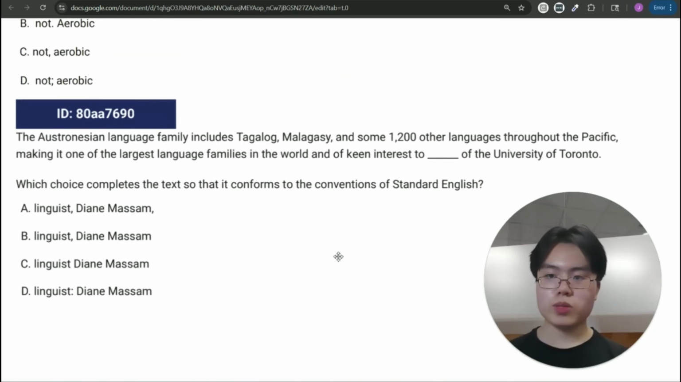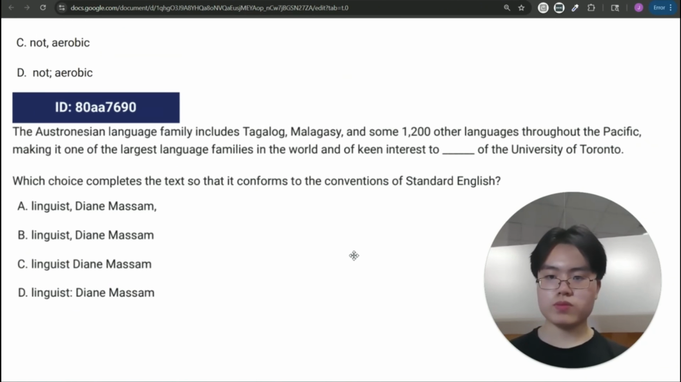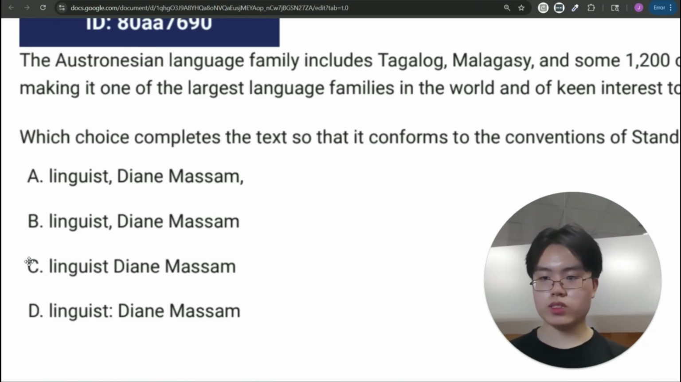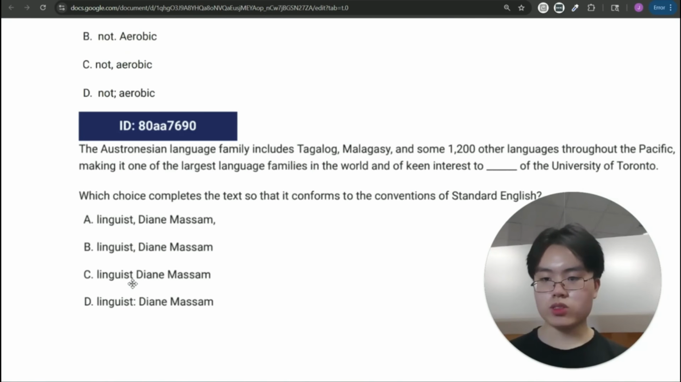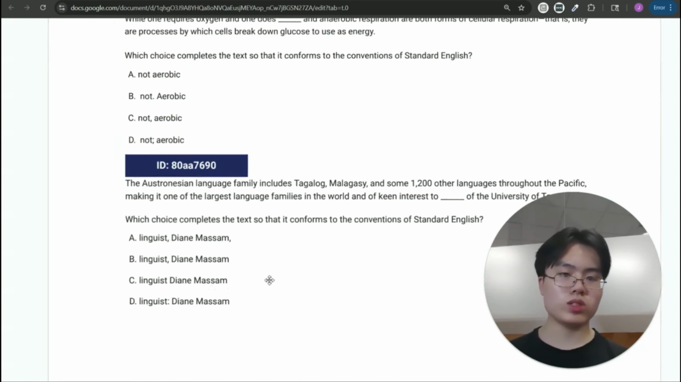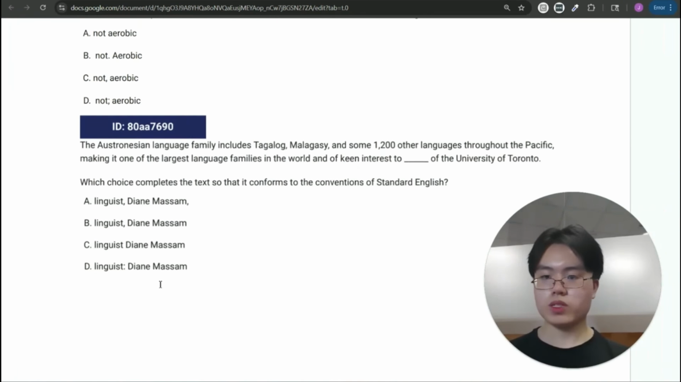Hopefully that makes sense. Pause the video and try solving this. You should have just looked at the answer choices, picked C, and moved on. It's a title and name question. There's the profession and the name. That's the title and the name. Okay, that was pretty easy.